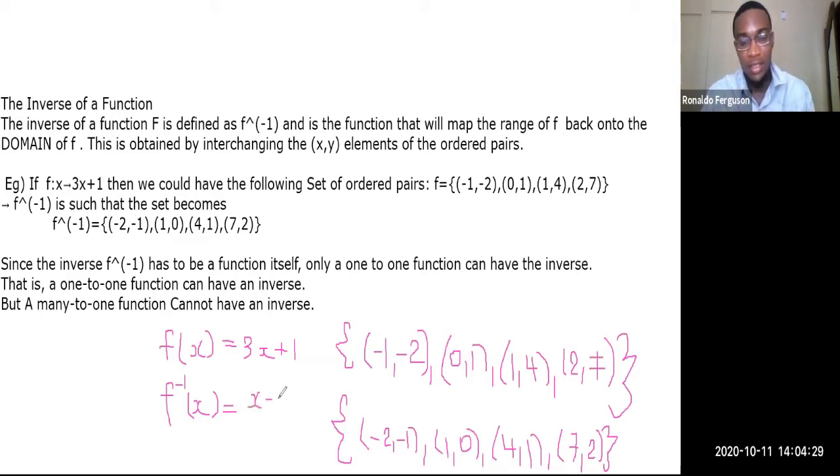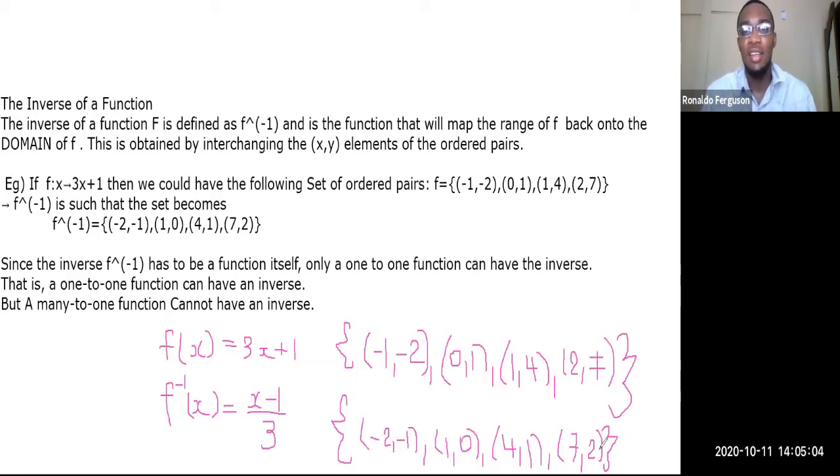x minus 1 over 3. If you put x as negative 2, you get negative 2 minus 1 divided by 3, which is negative 1. See it there? If you put x as 1, you get 1 minus 1 is 0, and 0 over 3 is 0. If you put x as 4, you get 4 minus 1, which is 3, and 3 divided by 3 is 1. If you put x as 7, you get 7 minus 1, which is 6, and 6 divided by 3 is 2.